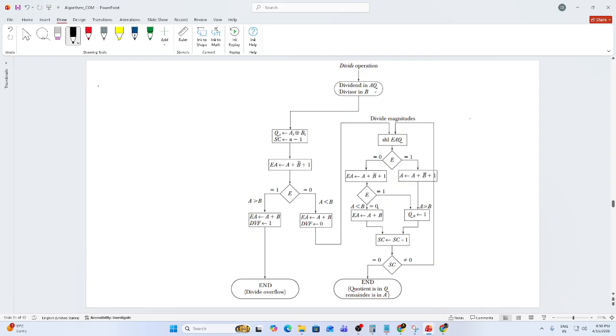This is fine. Now if E equal to 0, then the common procedure that I told applies. If E equal to 0, we need to do A minus B first, and decide which is greater: A is greater than B or A is less than B.